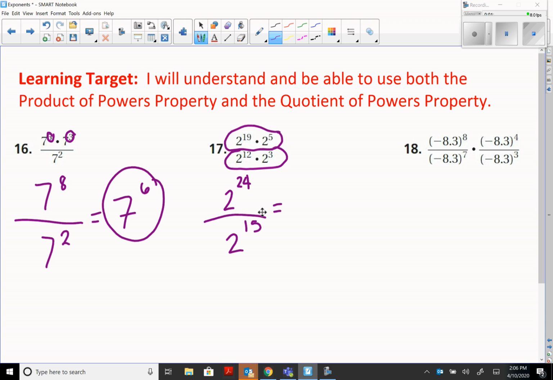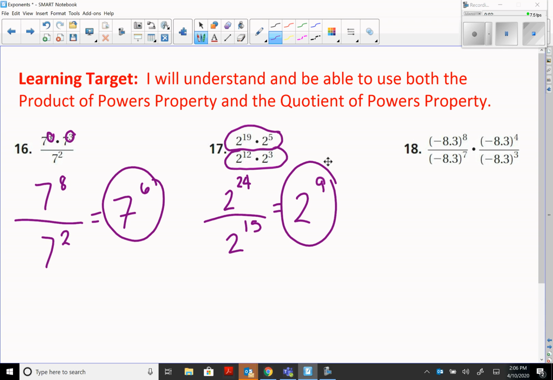Then I'm going to use the quotient of powers property, which means I'm going to subtract the exponents because I'm dividing and because I have the same base number. So if I subtract 24 minus 15, I get 9. So my final answer is 2 to the power of 9.